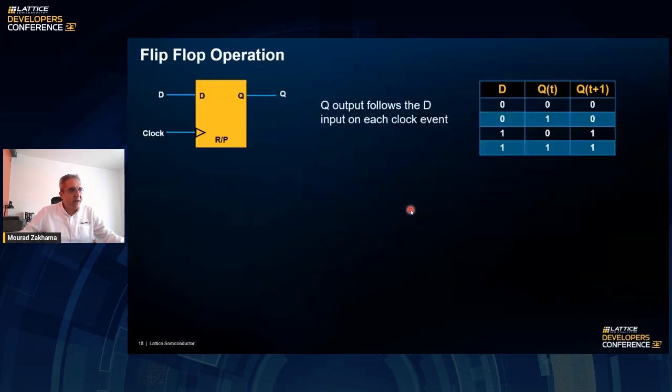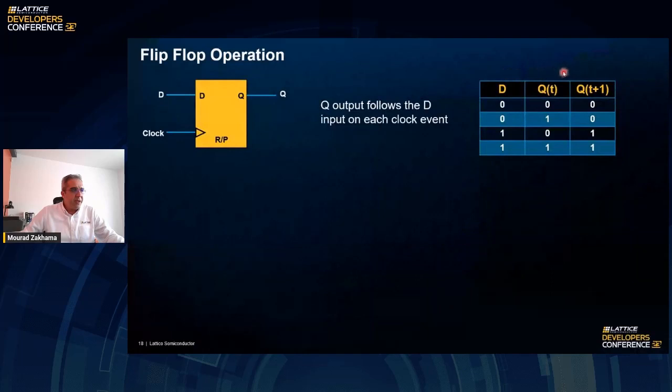So let's dive into synchronous logic and the basic components that are involved in it. The flip-flop, or what we call a register, is the most important, fundamental element that we have in synchronous logic. A flip-flop will have a D input and a Q output, and the truth table is represented here.